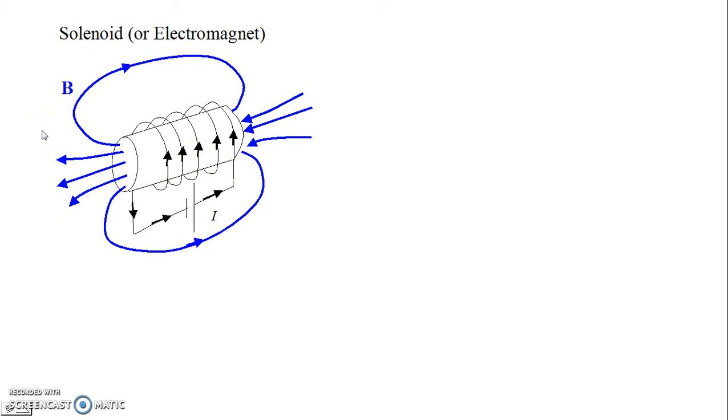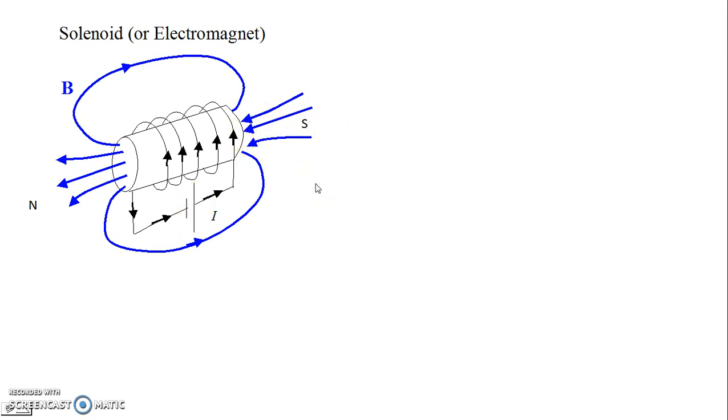All that remains is to identify which end is north, which end is south. So we've got the left side, the right side. Pause the video, identify which is the north pole of this electromagnet, which is the south pole. We know that field lines come out of north and go into south, and so this left side is the north pole, field lines are coming out. This side is the south pole, field lines are coming in.